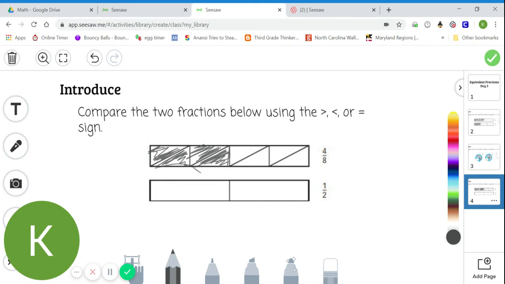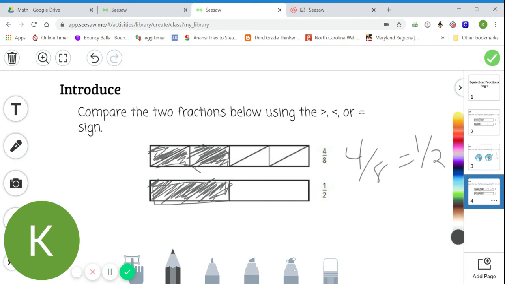I'm now going to represent 1/2 on the bar below it. One part shaded in out of two equal sized pieces, 1/2. What do you notice right away? Hopefully you see that 4/8 takes up the same amount of space as 1/2 inside this fraction model. That means 4/8 is equal to 1/2, or 1/2 is equal to 4/8.